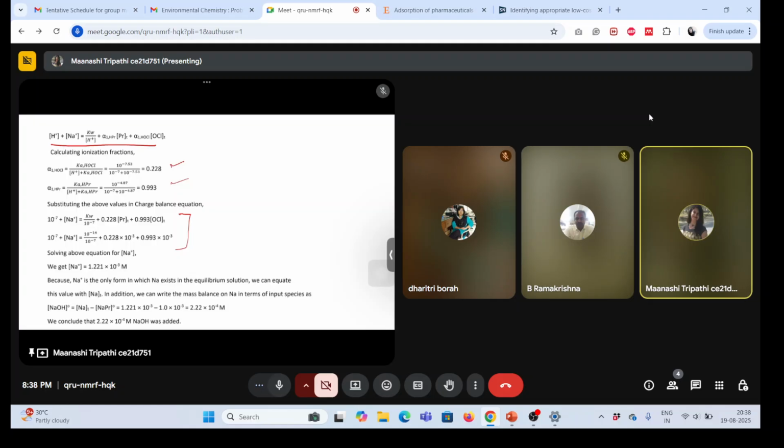So coming to question number 9, what will be the pH of 100 ml of 1 into 10 raised to power minus 3 molar solution of sodium hypochlorite to which 25 ml of 2 into 10 raised to power minus 3 molar HCl is added? This is a mixing problem. 100 ml of 10 raised to power minus 3 molar hypochlorite is there, and to this 25 ml of 2 into 10 raised to power minus 3 molar HCl is added. So what will be the pH?